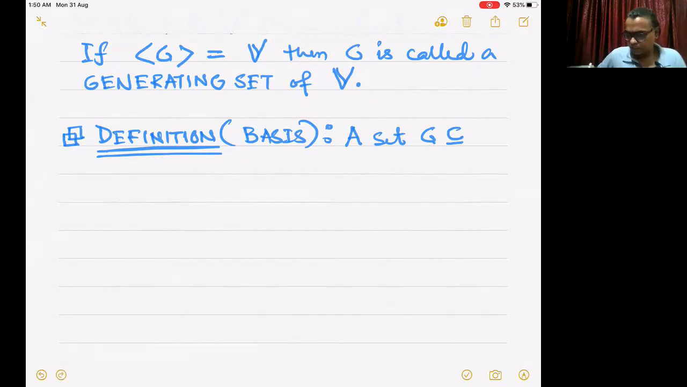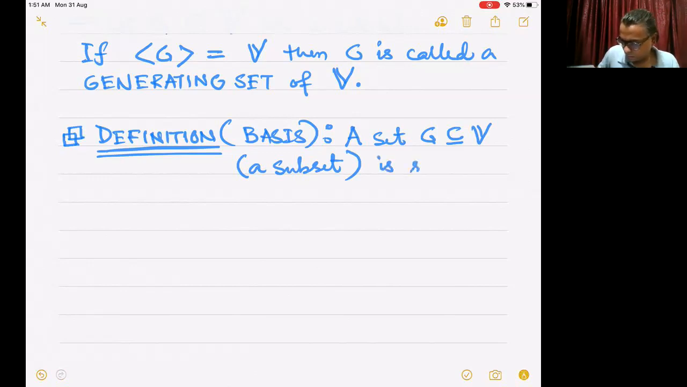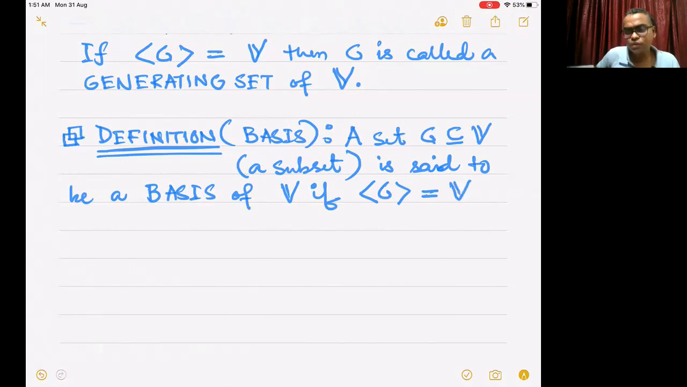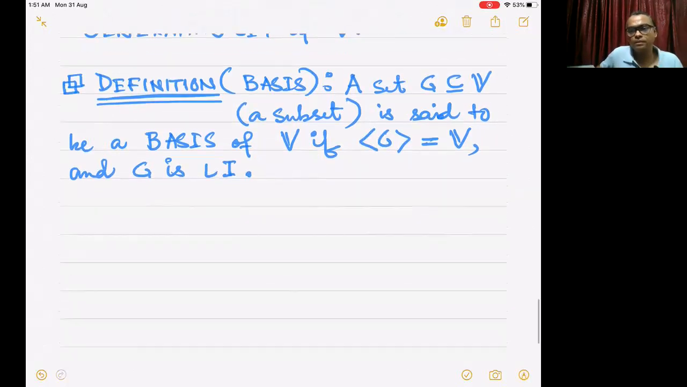So I was saying that a set G, which is a subset of V, not a subspace, remember, so it's a subset and possibly infinite, doesn't have to be finite, is said to be a basis of the vector space V if the span of G is all of V. That means G is a generating set first, and G is linearly independent. So a linearly independent generating set is a basis.